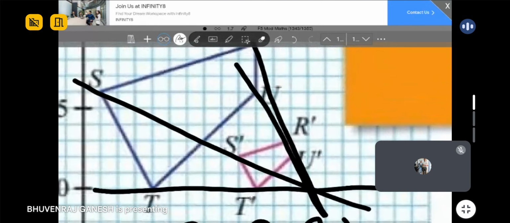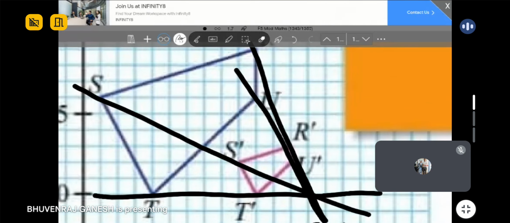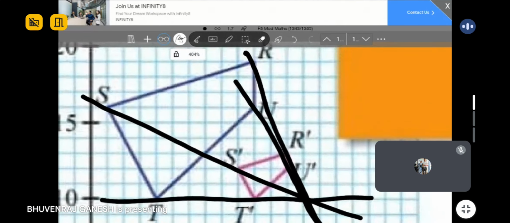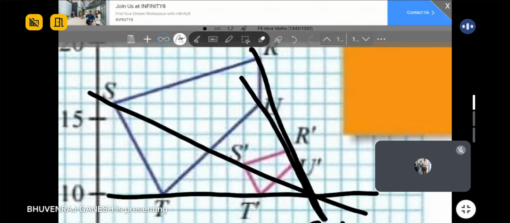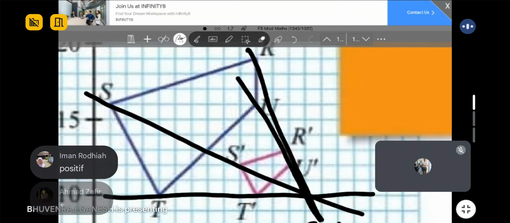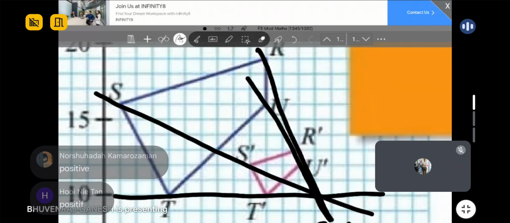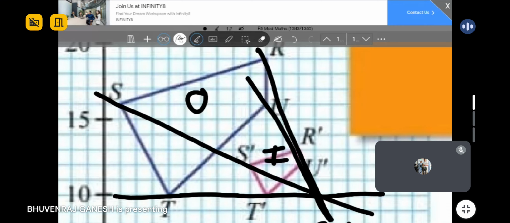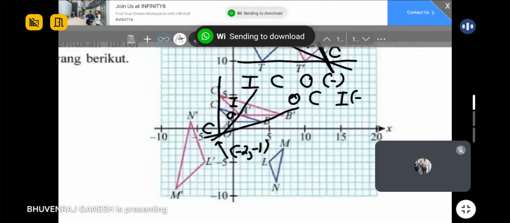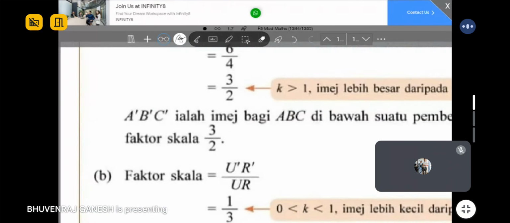So guys, is this positive or negative enlargement? Mana satu? Kamu lihat kedudukan. See the position. Kamu ada O. Kamu ada I. Yes, very good. Okay, it is positive. So this is O, I, C. Okay, so OIC means that positive enlargement. Okay, so the answer is this one.